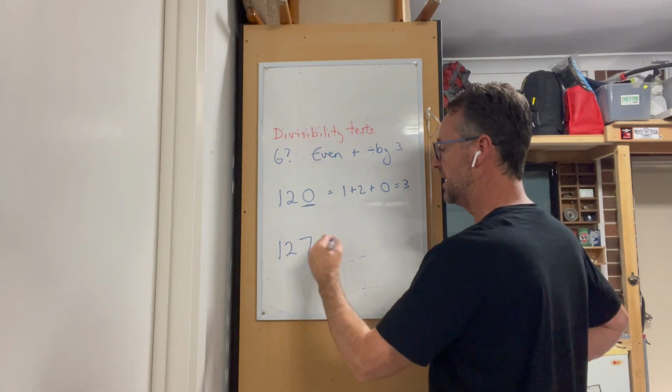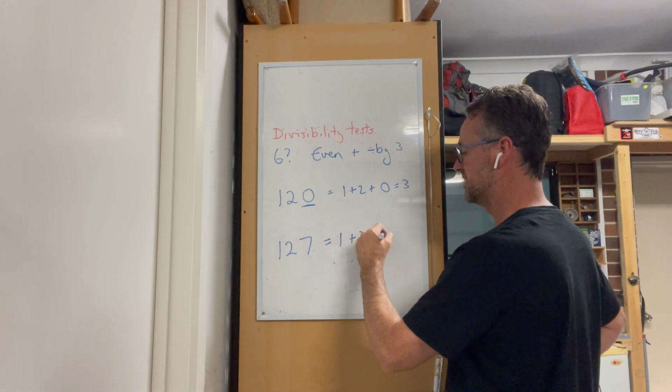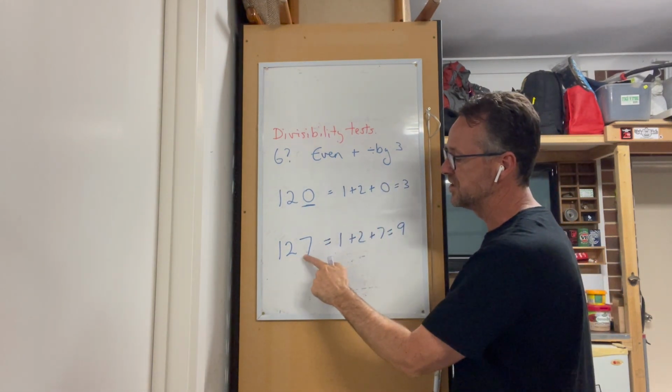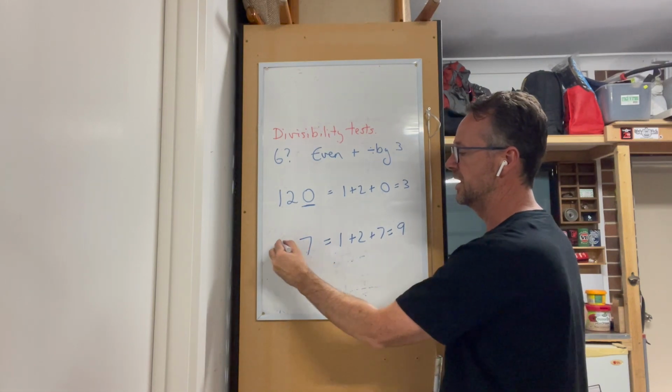Here though, we have 1 plus 2 plus 7 gives us 9, which is also divisible by 3, but it's an odd number. So this one would be a no.